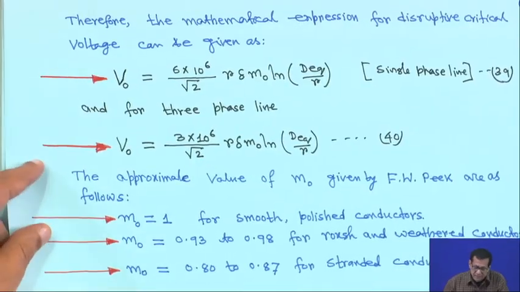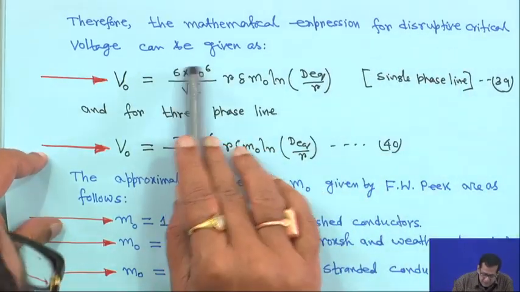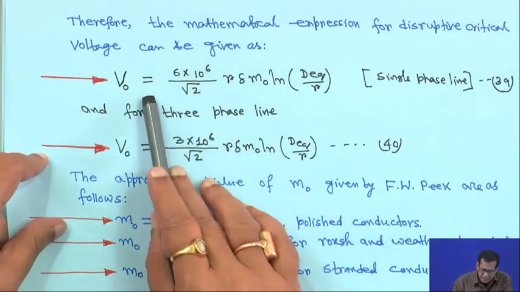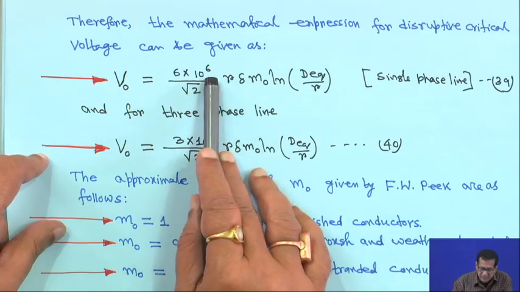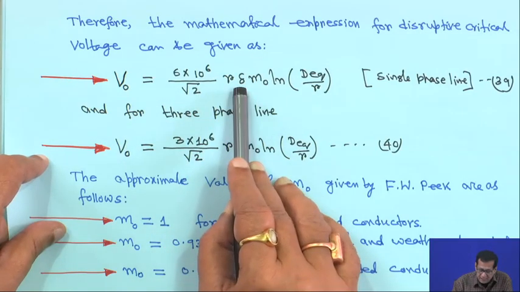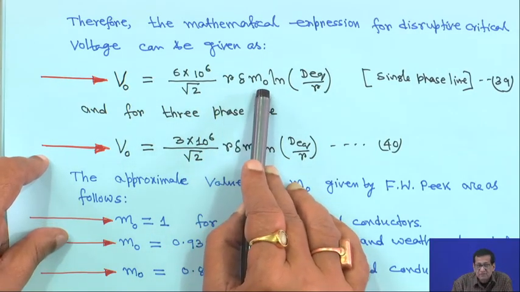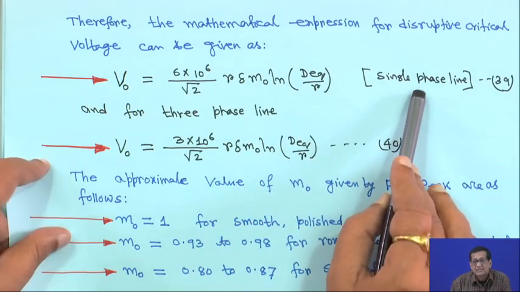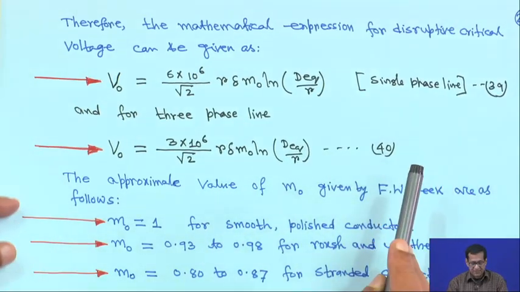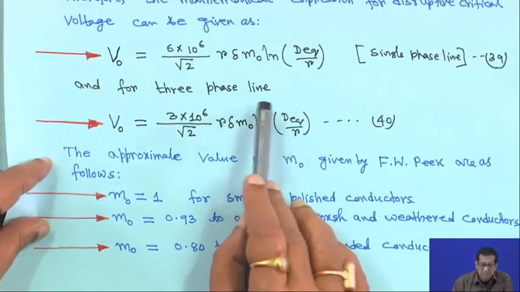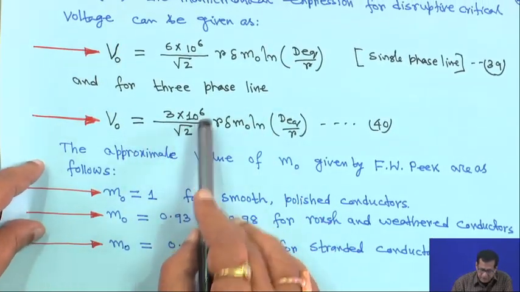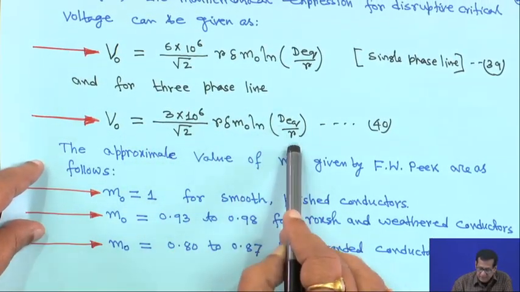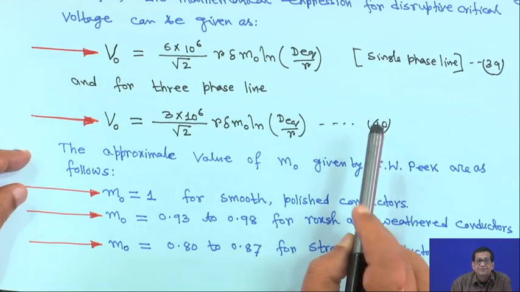So, the mathematical expression for disruptive critical voltage can be given as V0 is equal to 6 into 10 to the power 6 over root 2, earlier R delta was there, now multiplied by m0, ln d q upon R. This is for a single phase line, equation 39. And for the 3 phase line, V0 will be 3 into 10 to the power 6 upon root 2 R delta m0 ln d q upon R, this is equation 40.